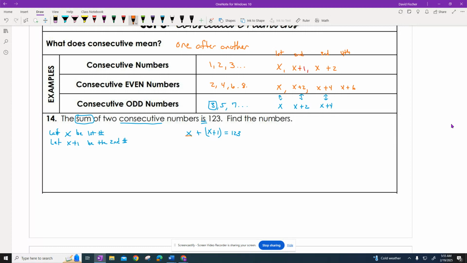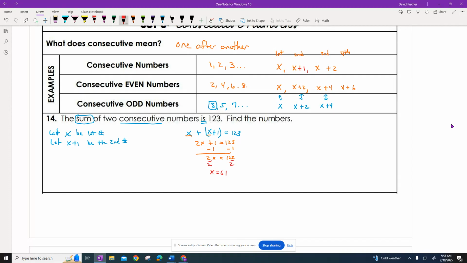Now, I got x's on the left side of the equal sign, so that's 2x plus 1, collect like terms, and 123. Get that 1 to the other side, and you're going to see today that these go pretty fast once you kind of get the hang of it. What do we got here? 122. Let's take 122 and let's divide it by 2. Oh my goodness, I got some weird number in there. I get x is 61.